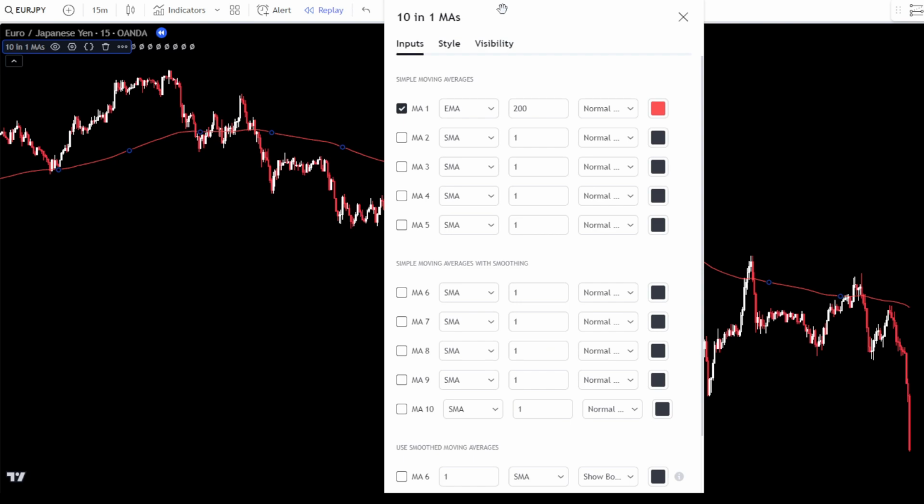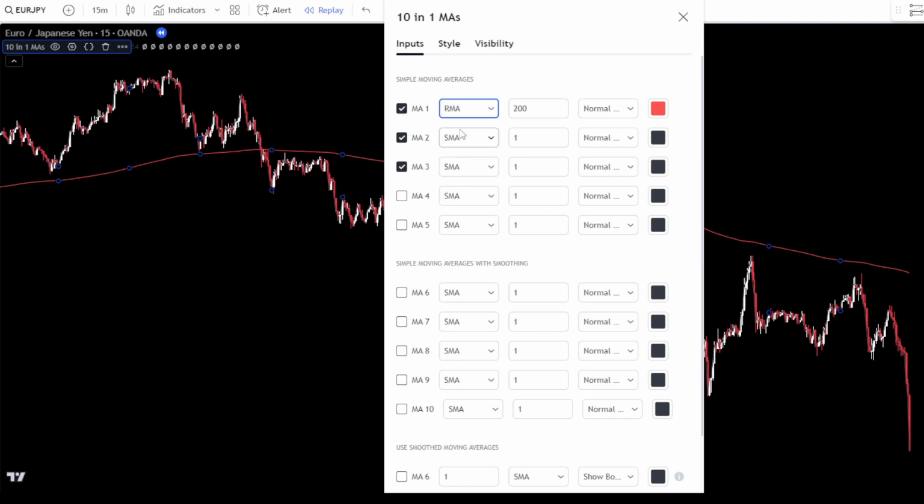Go to the Input tab, and then activate the checkmarks for MA number 2 and MA number 3. For the first MA, change the option to RMA. Then, set the RMA length to 200. For the second MA, change the option to RMA. Then, set the RMA length to 100. For the third MA, change the option to RMA. Then, set the RMA length to 50.